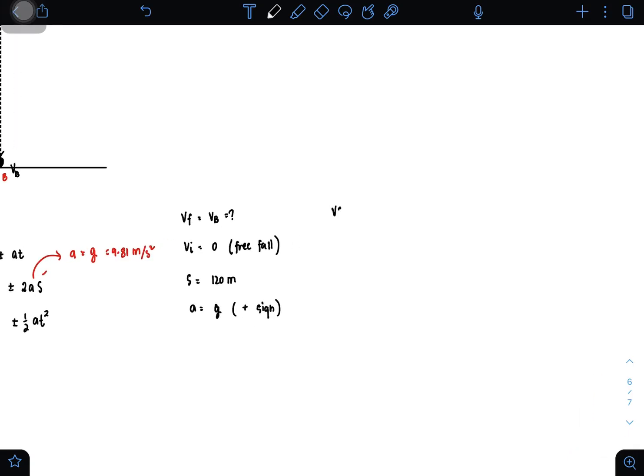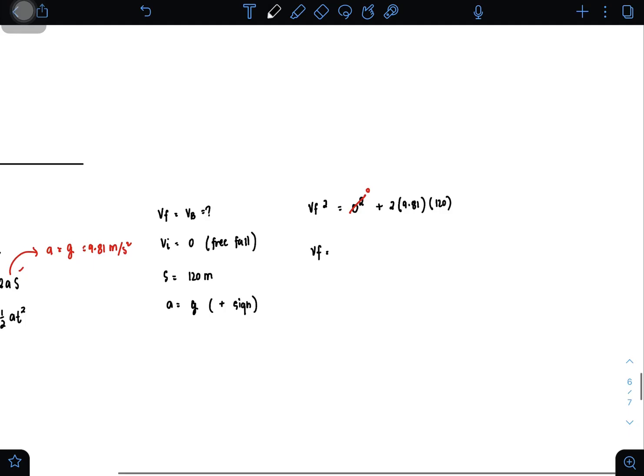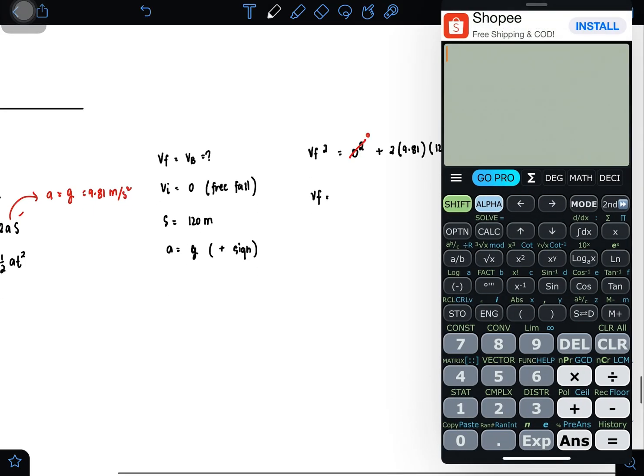So final velocity squared is equal to initial velocity, which is 0, squared. So obviously this is 0. And then we're going to use the positive sign, and twice the acceleration due to gravity, 9.81 meters per square second, and the distance is 120. So therefore, the final velocity is now being solved. That's the square root of 2 times 9.81 times 120. So that's 48.522.